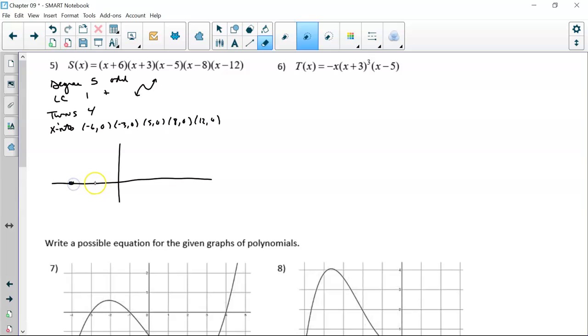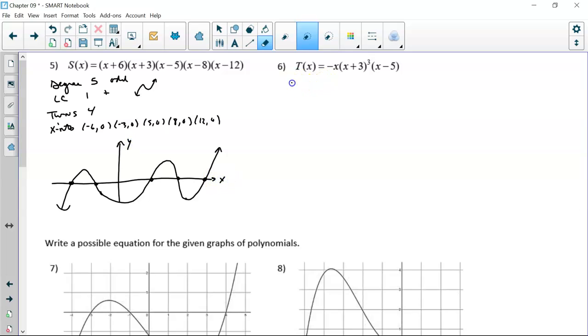So here's our -6, our -3, our 5, our 8, and our 12. None of them are being repeated. So you're going to see it's going to start and go up through -6, back down through -3, turn, go back up through 5, turn, down through 8, back up through 12. And you can see 1 turning point, 2 turning points, 3 turning points, 4 turning points. There's our graph, our rough sketch.